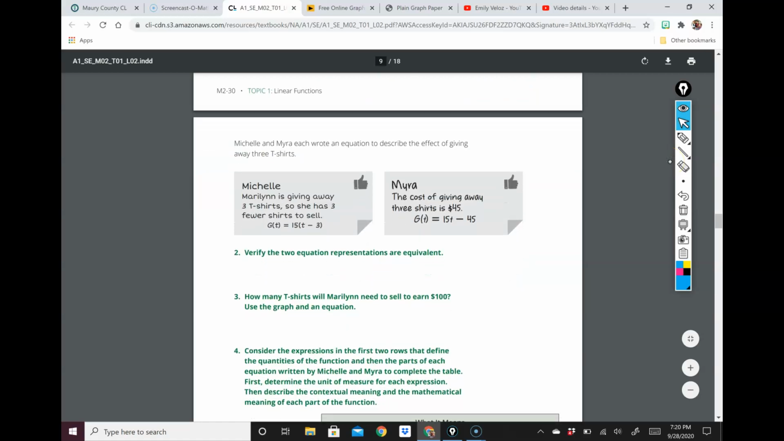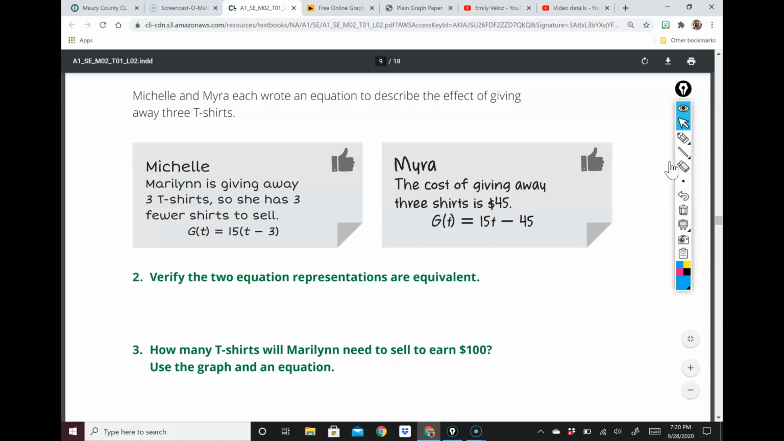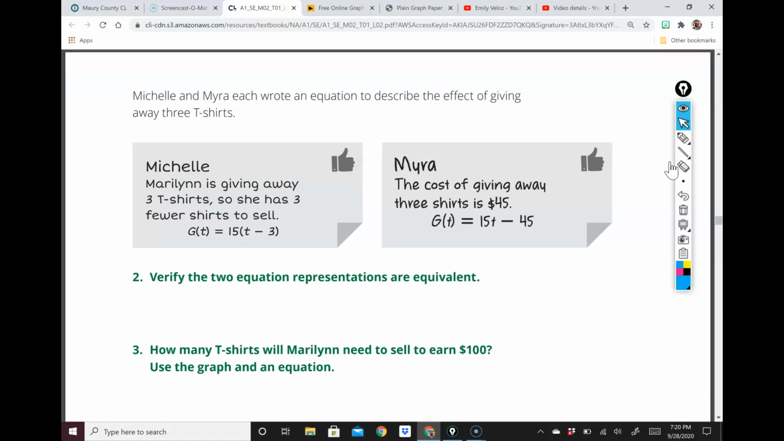Let's look at Michelle and Myra. Michelle and Myra each wrote an equation to describe the effect of giving away 3 t-shirts. Let's look at Michelle. Marilyn is giving away 3 t-shirts, so she has 3 fewer shirts to sell. 15 times t minus 3. Myra says the cost of giving away 3 t-shirts is $45. So 15t minus 45. Verify the two equations are equivalent.